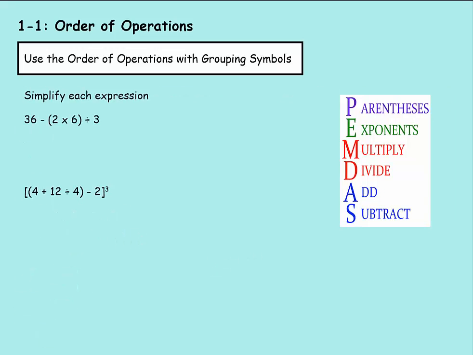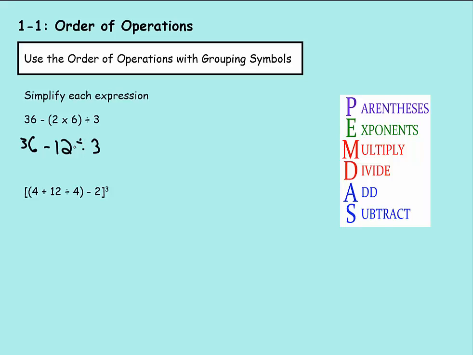Now we get to use grouping symbols, which are usually parentheses or sometimes brackets, which are another form of parentheses. But first, let's just focus on this one. 36 minus parentheses 2 times 6 divided by 3. So in this case, parentheses goes first. 2 times 6 is 12. And once you finish everything inside the parentheses, they go away. So we have 36 minus the 12 from the parentheses divided by 3.